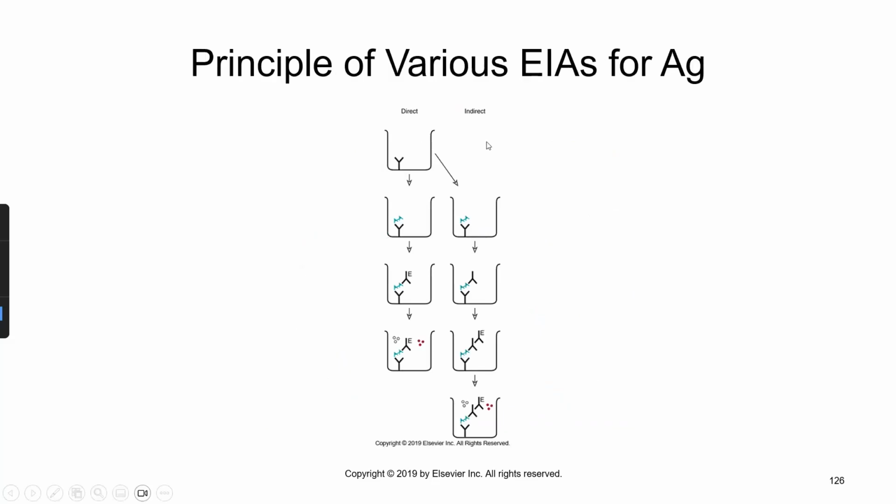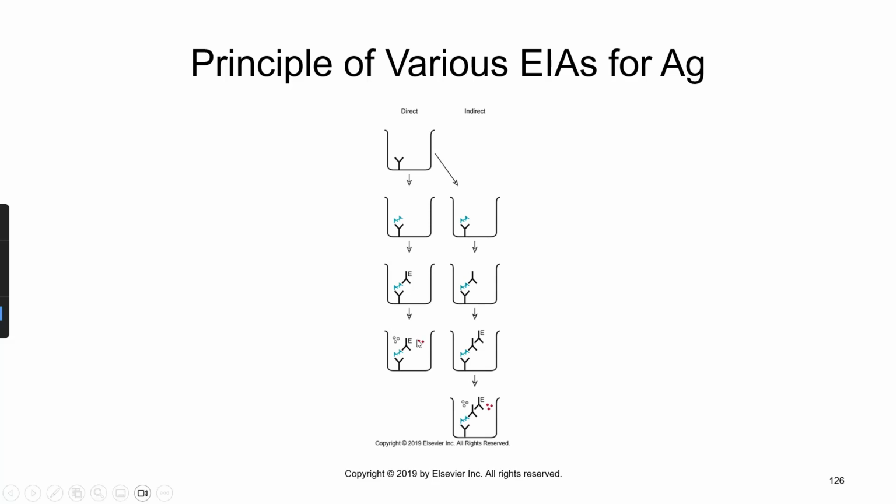Direct versus indirect. In both of these, you're going to start with a well that has antibody in it. Then you're going to add the patient's sample, which contains the antigen. Then you're going to add an antibody that is labeled or affixed to an enzyme. In the indirect method, you're just adding another antibody.